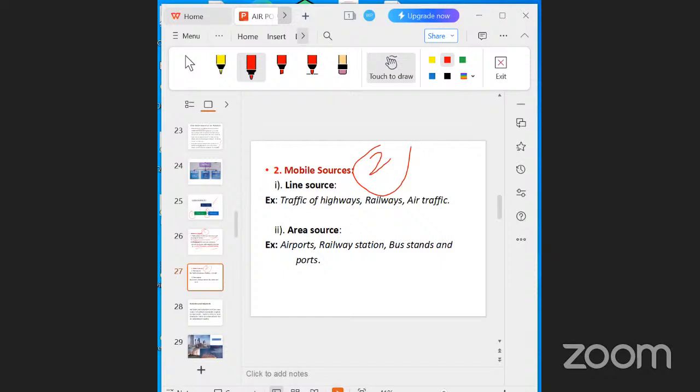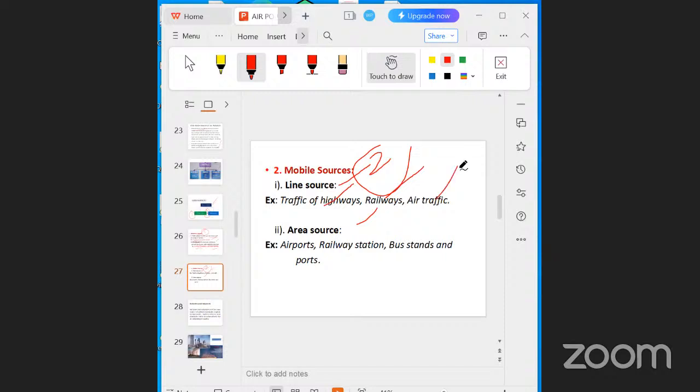So mobile sources are also divided into two types: line source and area source. Line source means these sources are mobile in nature along long linear routes. So that is called a line source. Examples are traffic on highways and railways, and air traffic.